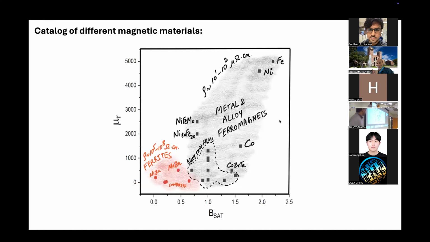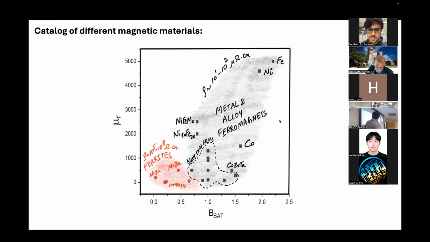And here is just an overview of different kinds of magnetic materials you have, usually plotted as the permeability versus the saturation field. You can see you have basically metal and alloy ferromagnetic materials. They have the best performance in terms of permeability as well as in terms of the saturation field. And then you have ferrites, which have a much lower permeability, and they also have a lower saturation field.